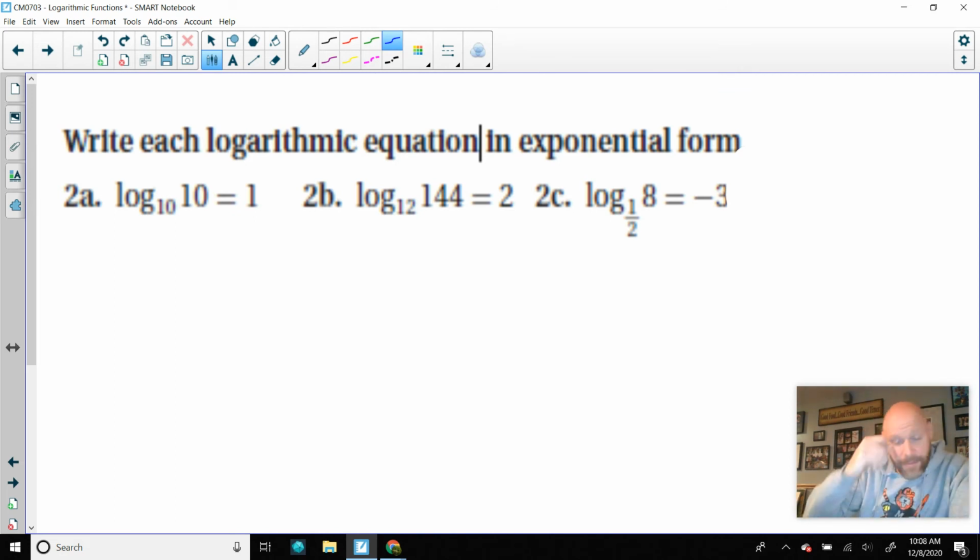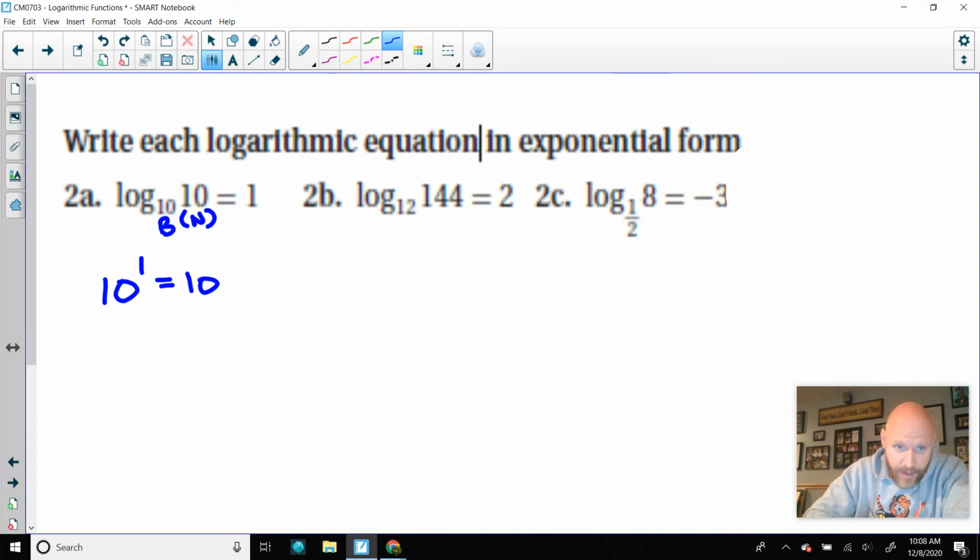That was long enough for you to pause and try these problems on your own. So hopefully you did so. Now I'm going to go over them to see if you got the same answer that I get. My base is 10, the exponent is 1, and the number is 10. Remember, this is our base, this is our number, and this is the exponent. So we're writing it in the Ben rule: base, exponent, number. Let's do the next one, same idea.